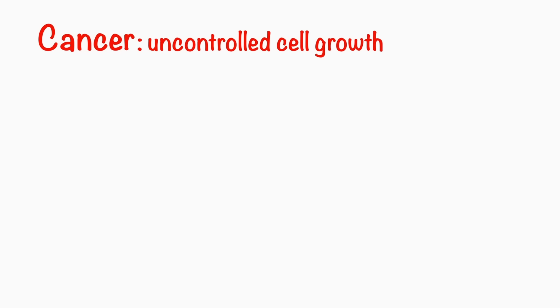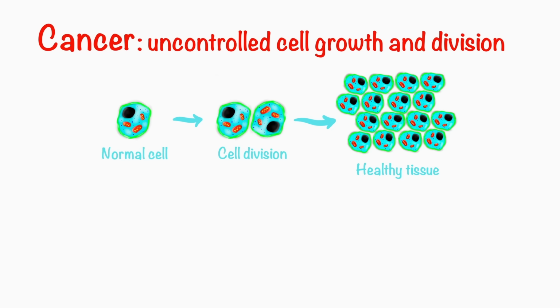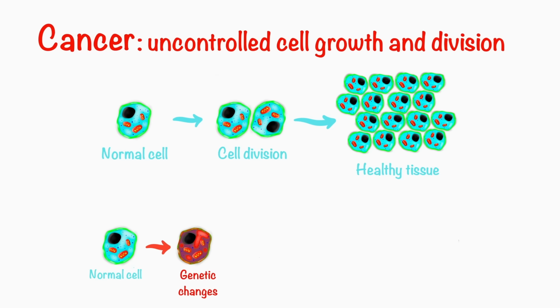So, what exactly is cancer? Simply put, cancer is caused by uncontrolled cell growth and division. Normally, our cells grow and divide in a controlled way, but sometimes changes occur in the cells that disrupt this control system.